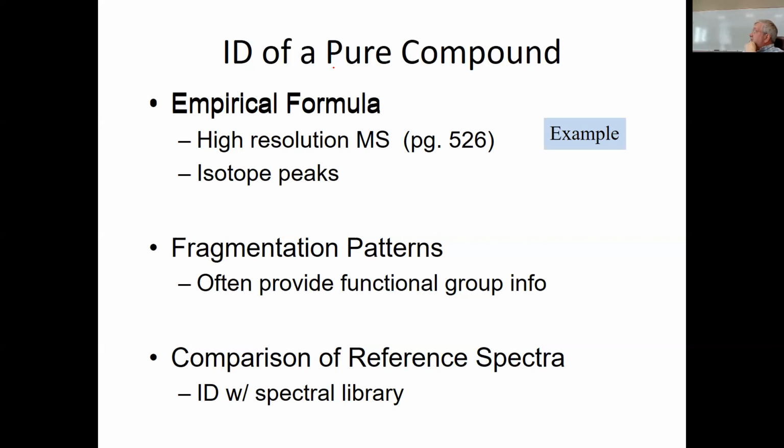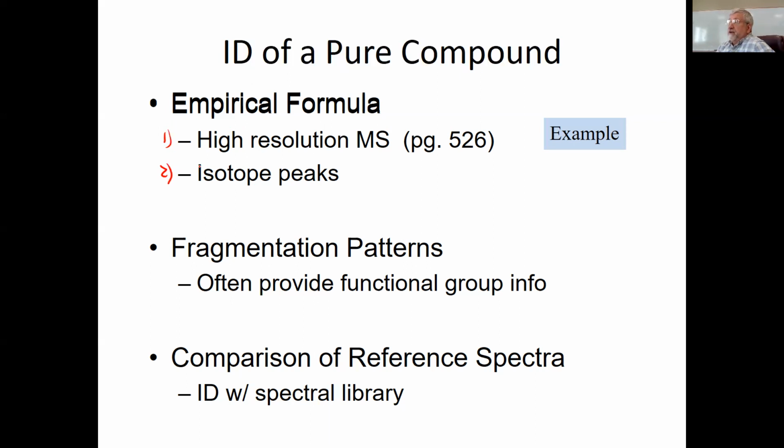But before we get to that, there's a couple of different ways you can get the empirical formula from a mass spectra. If you have a high resolution mass spectrometer, then you can use the molecular ion peak to determine the empirical formula from the exact mass, or a very accurate mass. So there's two methods. Number one is that, but number two would be using the isotope peaks.